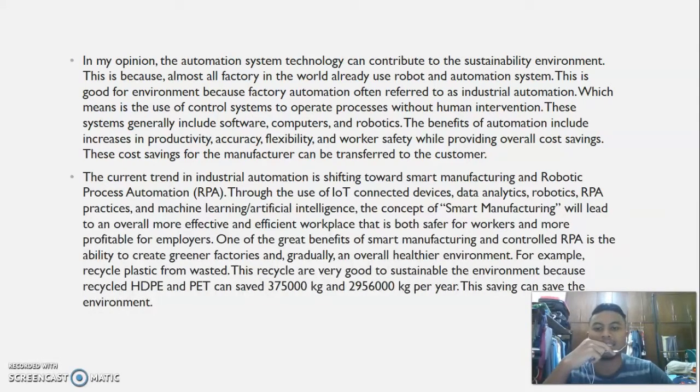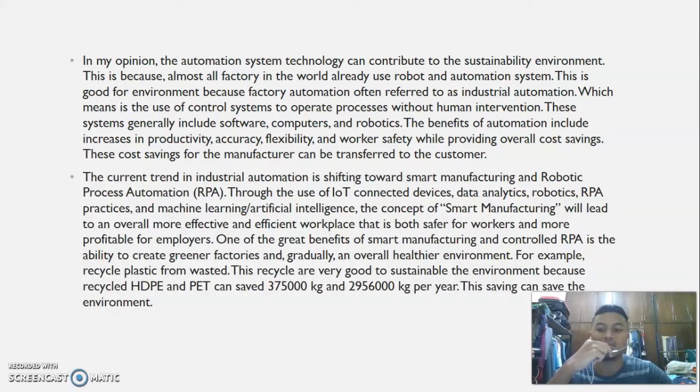The current trend in industrial automation is shifting towards smart manufacturing and robotic process automation, or RPA. With the use of IoT connected devices, data analytics, RPA practice, and machine learning or artificial intelligence, the concept of smart manufacturing will lead to an overall more effective and efficient workplace that is both safer for workers and more profitable for employers. One of the great benefits of smart manufacturing and RPA is the ability to create greener factories and gradually an overall healthier environment.